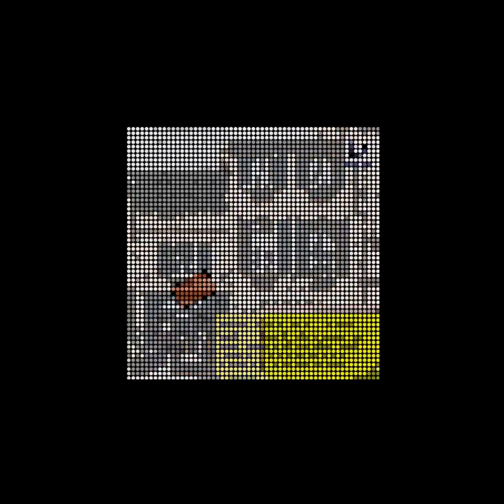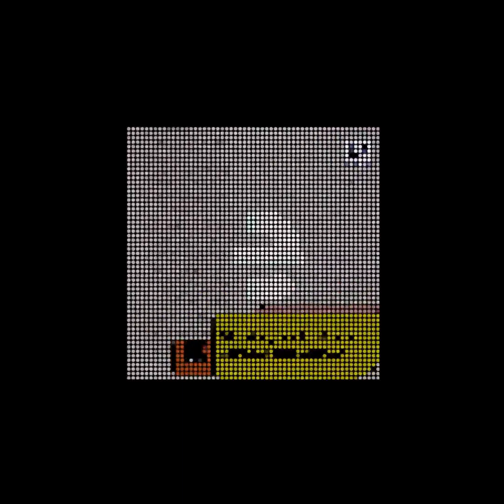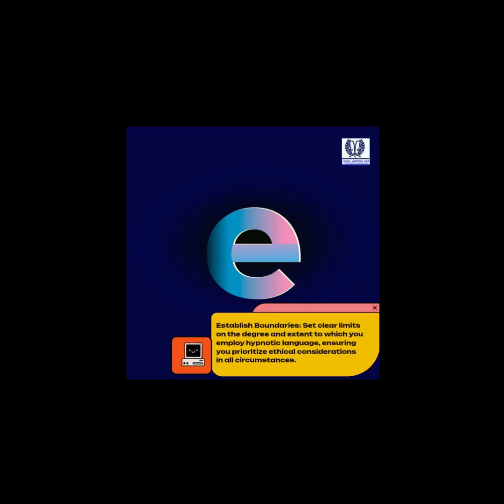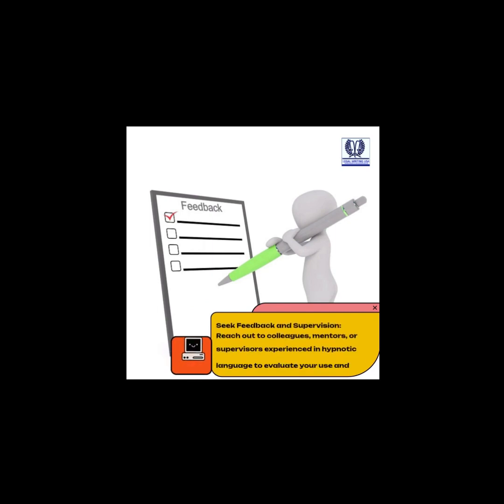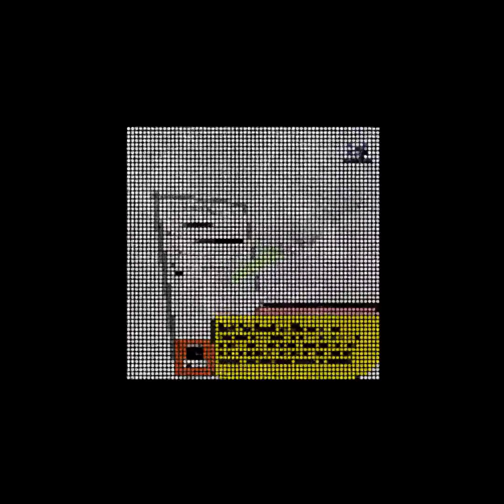manipulate or deceive. Strategies to avoid ethical dilemmas. Establish boundaries. Set clear limits on the degree and extent to which you employ hypnotic language, ensuring you prioritize ethical considerations in all circumstances. Continuous learning. Invest in ongoing education about the ethical application of hypnotic language, and stay informed about industry guidelines and norms. Seek feedback and supervision. Reach out to colleagues, mentors, or supervisors experienced in hypnotic language to evaluate your use and help you navigate potential pitfalls.